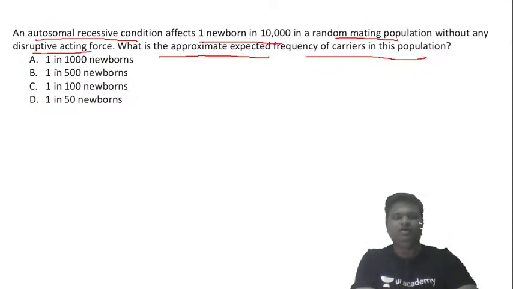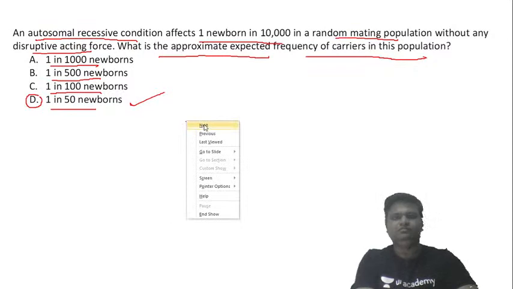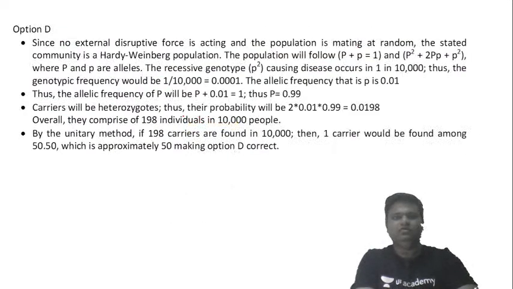Option A says 1 in 10,000 newborns, option B says 1 in 500 newborns, option C says 1 in 100 newborns, and option D says 1 in 50 newborns. So option D is the correct option in my opinion. Let's see the correct option. Yes, option D was the correct option.